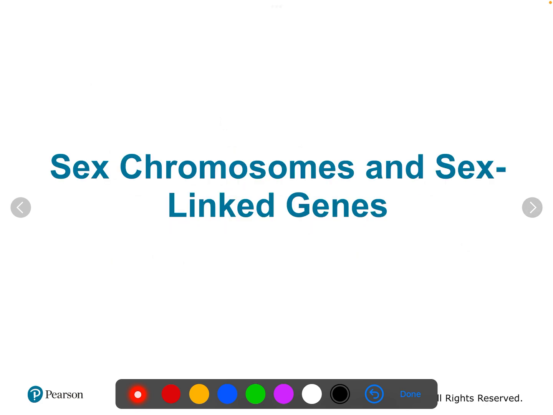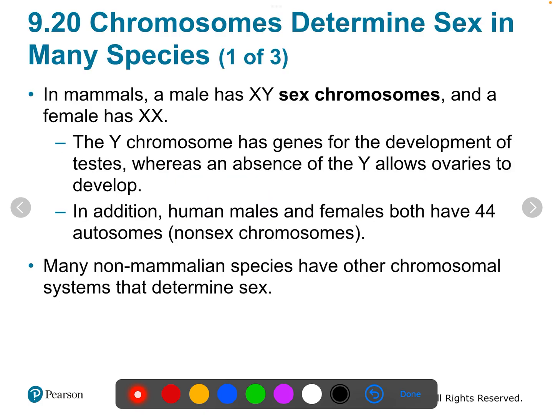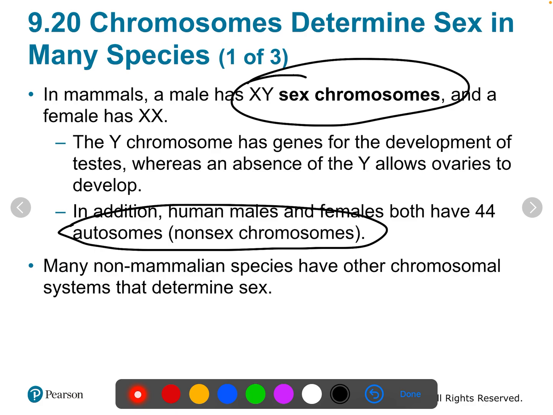So the last thing I want to talk about are sex chromosomes and sex-linked genes. These are a little bit different in how they behave. Remember, what we're talking about here is the 23rd pair of chromosomes. The other 22 is what we've been talking about so far, which are the autosomes, or the non-sex chromosomes. The 23rd pair is the X and Y chromosomes. Males are XY and females are XX.